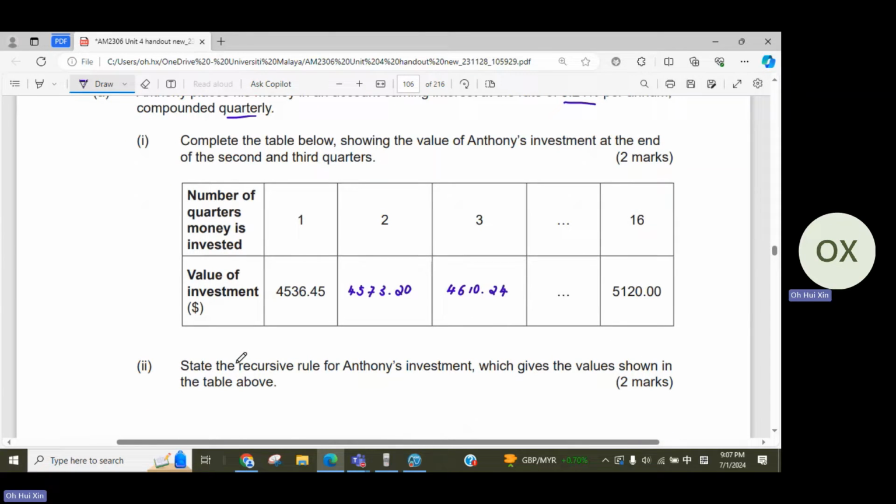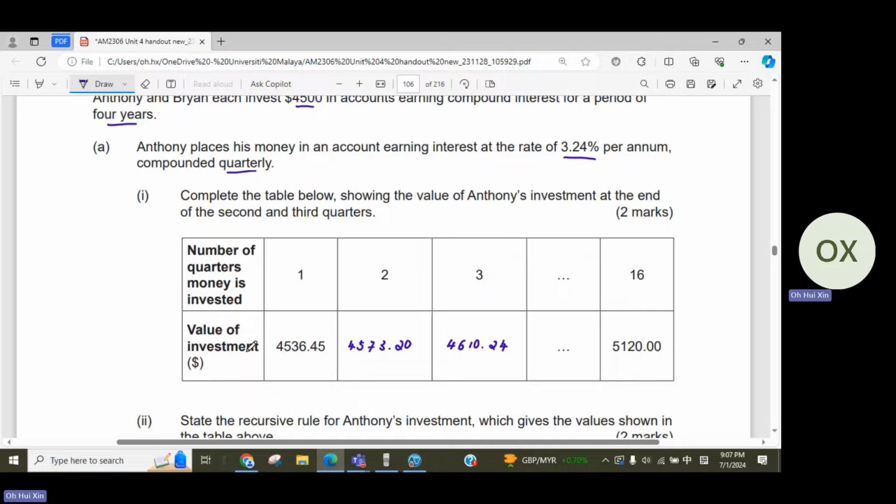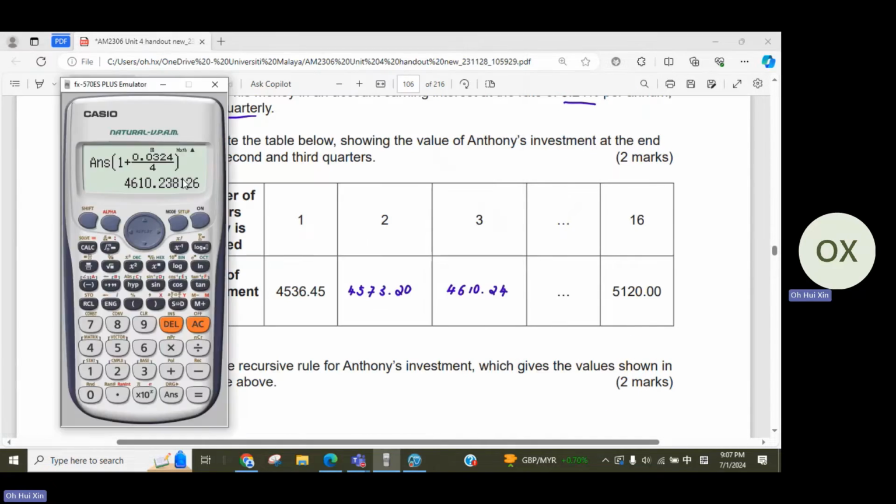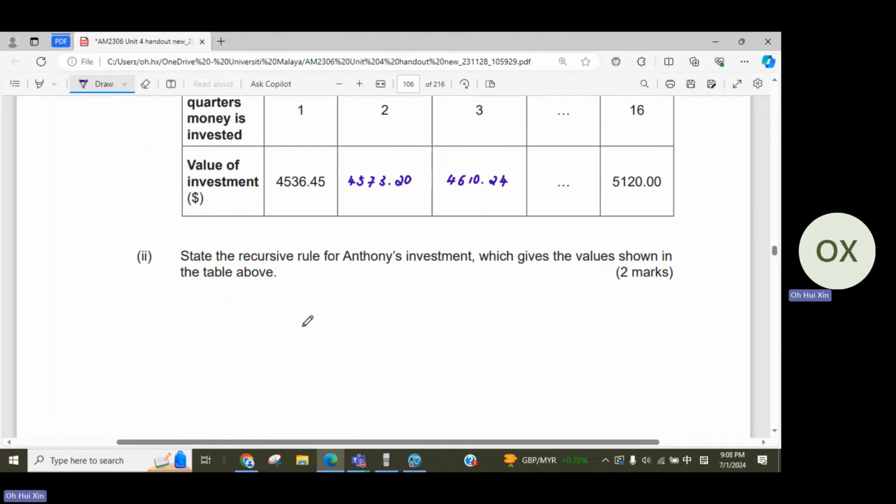Okay, so for part 2, they're asking for the recursive rule. Okay, so you know that the money that you have in the next quarter is going to be the quarter now, multiplied by the value that we are multiplying just now, right? Which is 1 plus 0.0324 over 4. Okay, so writing down the recursive rule. So Tn plus 1 equal to 1 plus 0.0324 over 4 Tn. Okay, and then remember for your first term, which is 4,500.